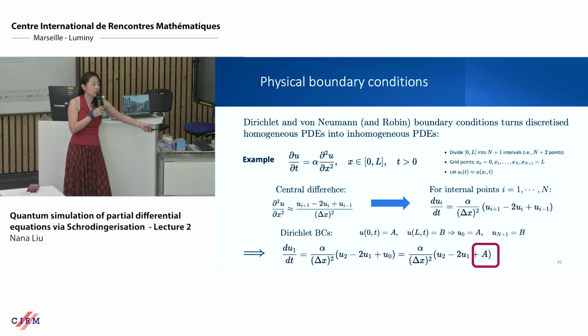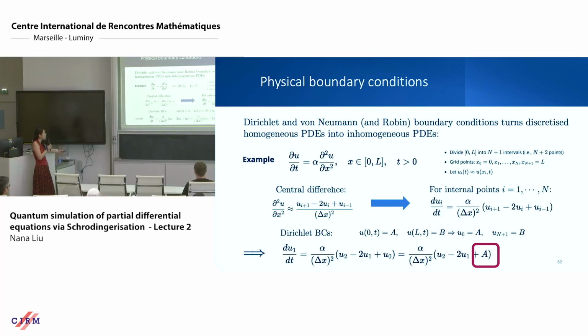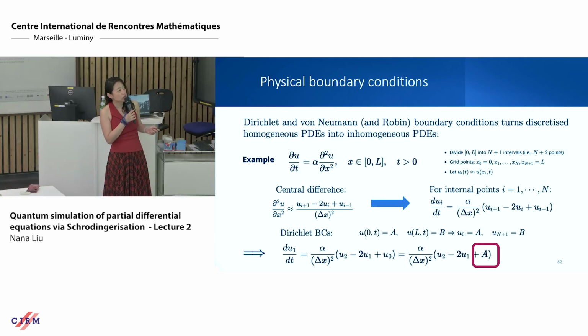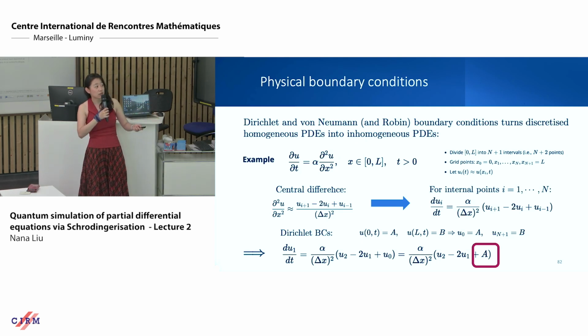Another example, we have physical boundary conditions, like Dirichlet or Neumann, and also of course Robin boundary conditions. What it does is that it turns discretized homogeneous PDEs into inhomogeneous PDEs. As an example, again, we have the heat equation example. We divide into grids, and suppose we use central difference schemes. Then for all the kernel points, meaning ones not at the boundaries, it behaves according to how we think.